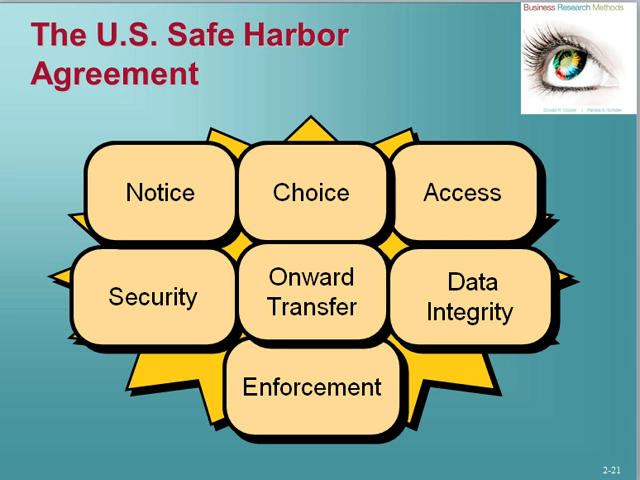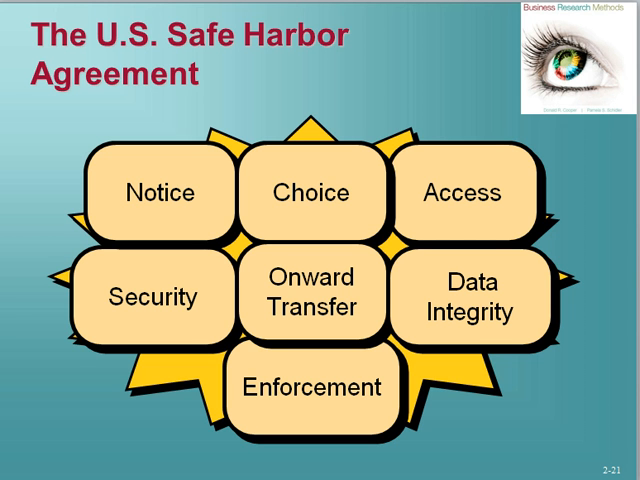Companies must notify consumers or participants about when information is being collected, how that information will be used, who that information will be shared with, and how individuals can contact the organization with inquiries or complaints. Number 2, choice. Consumers or participants must be provided with an opt-out mechanism for any secondary uses of data and for disclosure to third parties. For sensitive information, participants must opt in before providing data that will be shared.